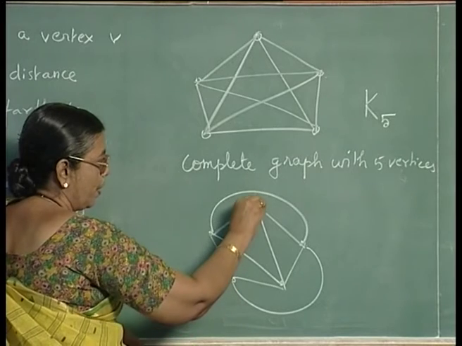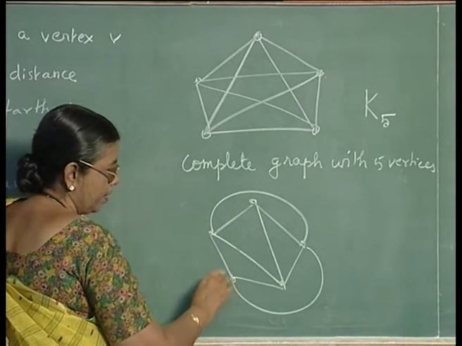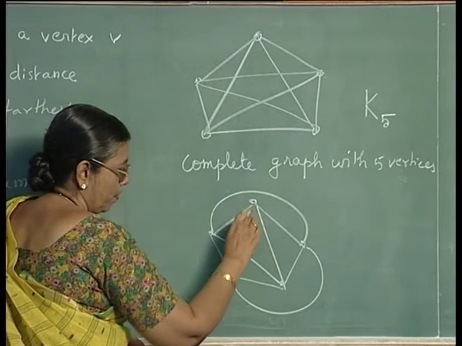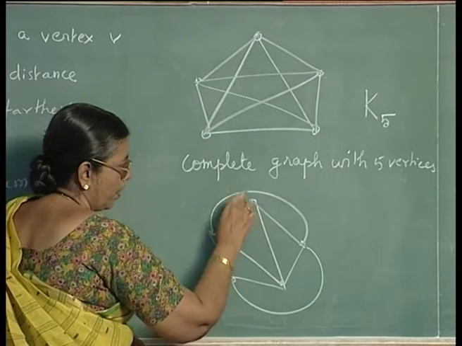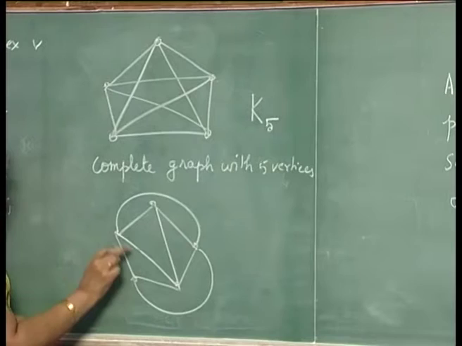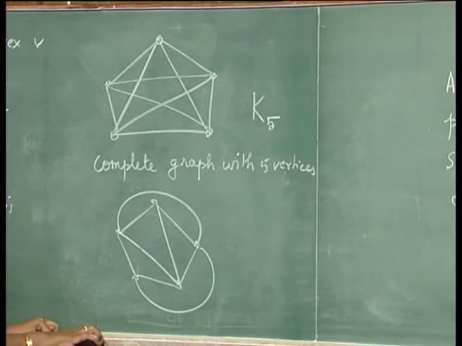If you try to draw it this way, you have to cross this. If you try to draw this way, you have to cross this. If you try to cross either this way also, you have to cross this edge or you have to cross this edge. Either way you have to cross one edge. So, you can draw 9 edges without crossing, but the 10th edge you cannot draw without crossing. So, this is an example of a graph which is not planar.